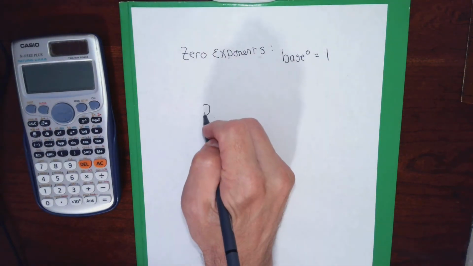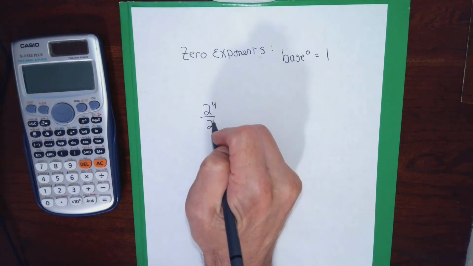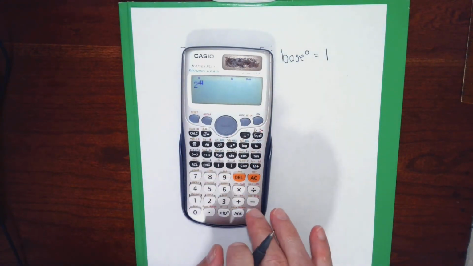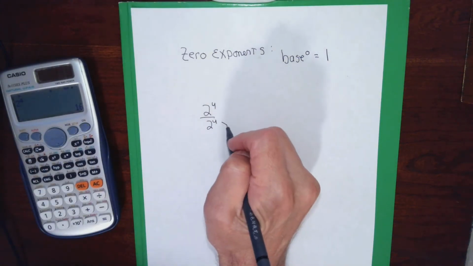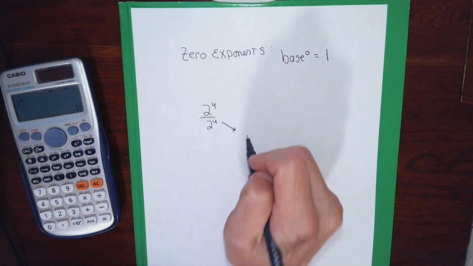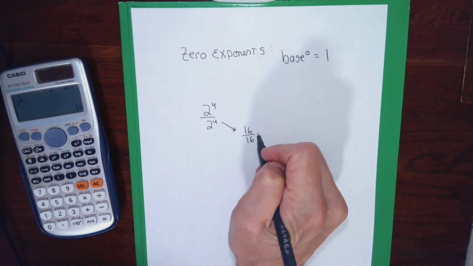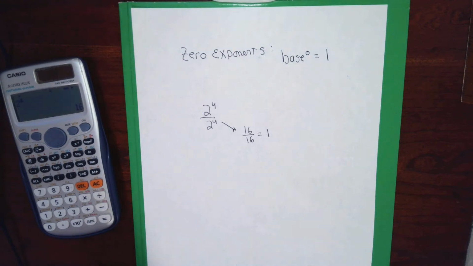Like if I had the problem 2 to the 4th over 2 to the 4th, I can solve it two ways. Or I might be able to even solve it more than two ways. 2 to the 4th is 16. So this problem 2 to the 4th over 2 to the 4th is really 16 over 16. And 16 divided by 16 is 1. I should have even known that without writing it as 16 over 16. But nevertheless, it's equal to 1.